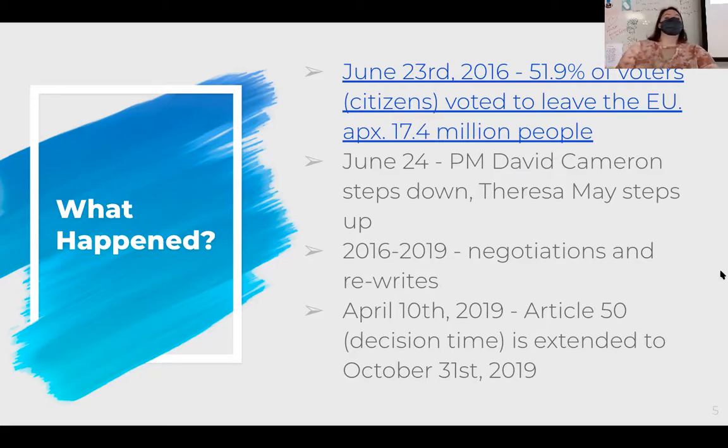So Parliament had orchestrated this vote on June 23rd, 2016, and 51.9% of voters, or the citizens of the UK, so of Scotland, Wales, Britain, and Northern Ireland, voted to leave the European Union. So 51.9% is approximately 17.4 million people who had decided that it was time to leave the European Union. Although 1.9% to decide a majority isn't a lot, it was still a majority.